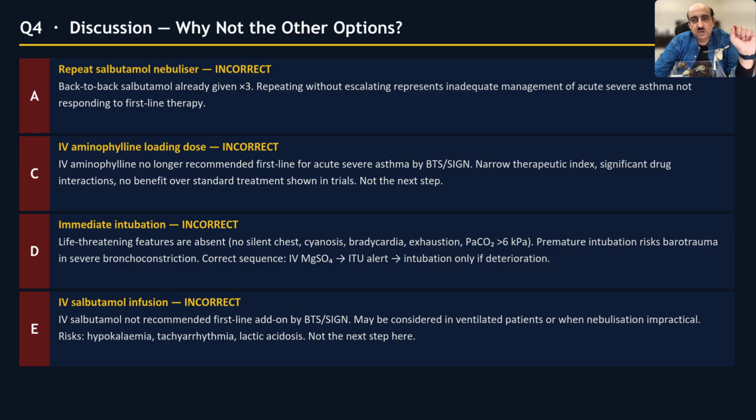So premature intubation can lead to severe barotrauma in acute severe asthma, because it's already a stiff lung operating at a very stiff range of pressure-volume loops.